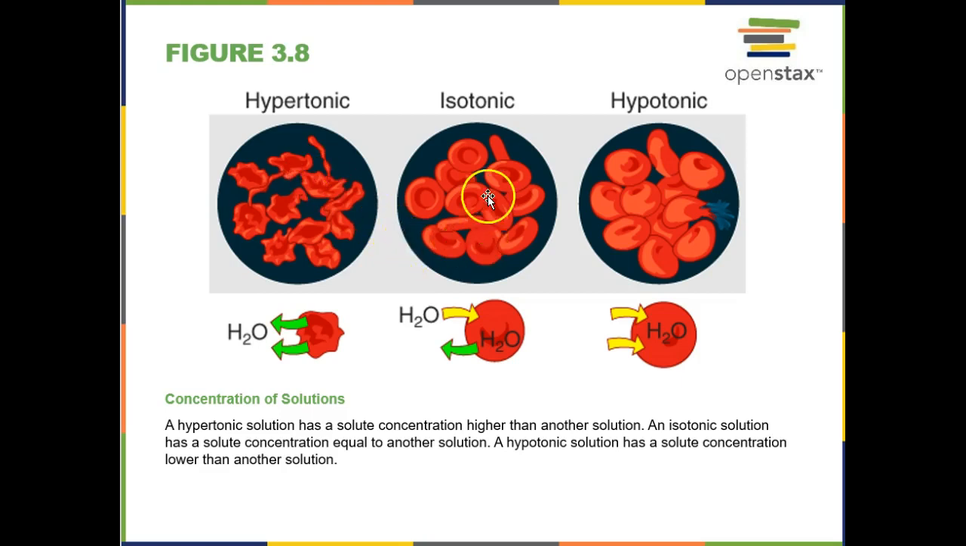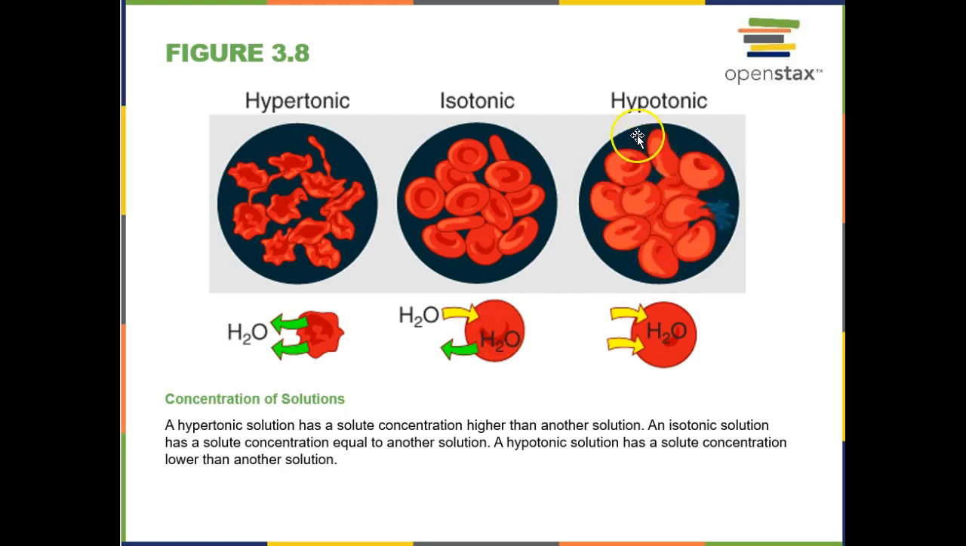Here, the red blood cells are placed into what is called an isotonic solution. Isotonic means the same concentration or the same osmolarity. So if there's the same concentration of solute inside the cell and outside the cell, then there's also the same concentration of water inside the cell and outside the cell. So you don't get any net movement, right? Water can move out, water can move in, but there's no gradient for water. So the volume inside the cell stays the same.